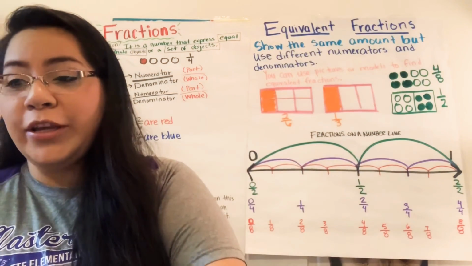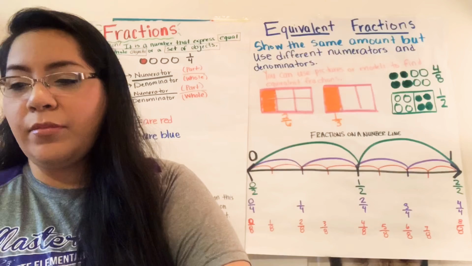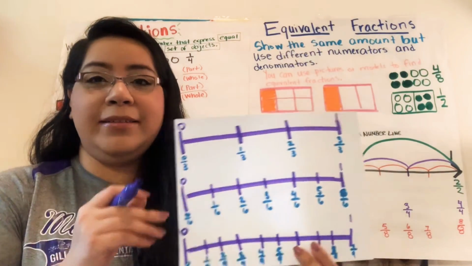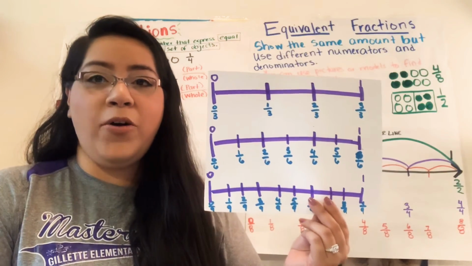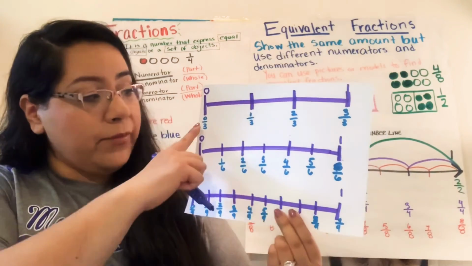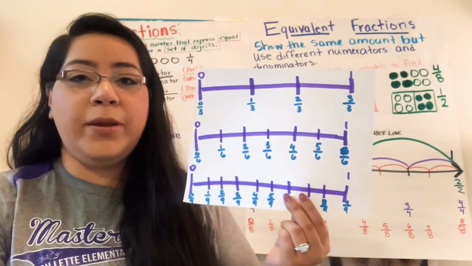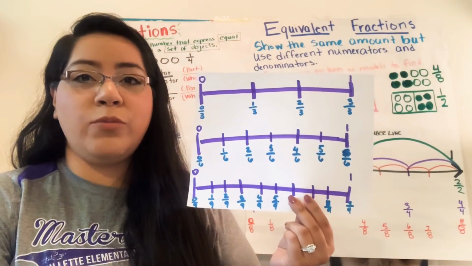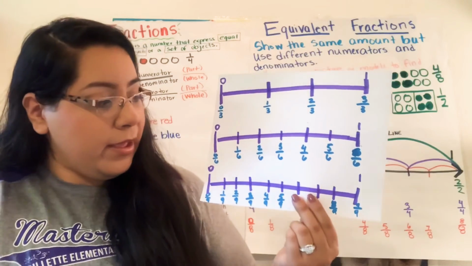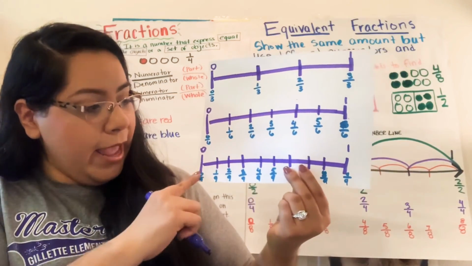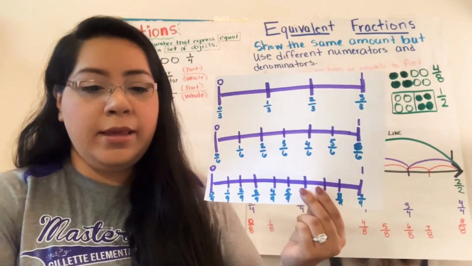Now, when we're looking at a number line, I have all of it already set up. I have 0, 1/3, 2/3, 3 out of 3. That means 3 parts equals 1 whole. I have the sixths: 1/6, 2/6, 3/6, 4/6. And then I have the ninths: 1/9, 2/9.